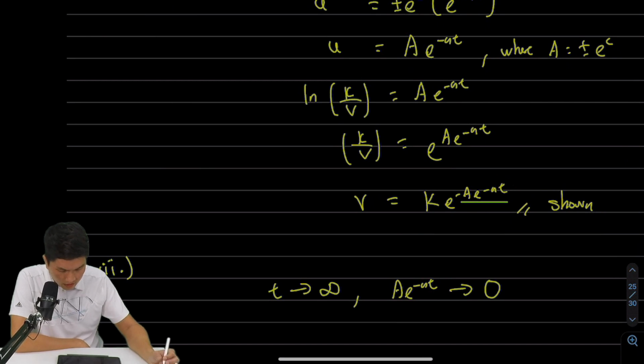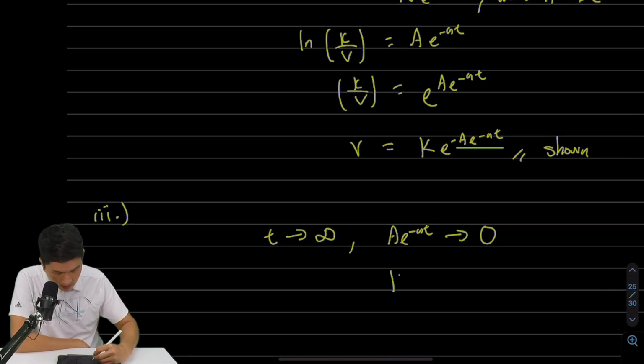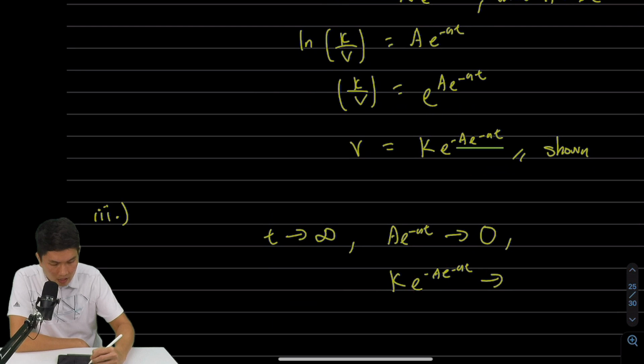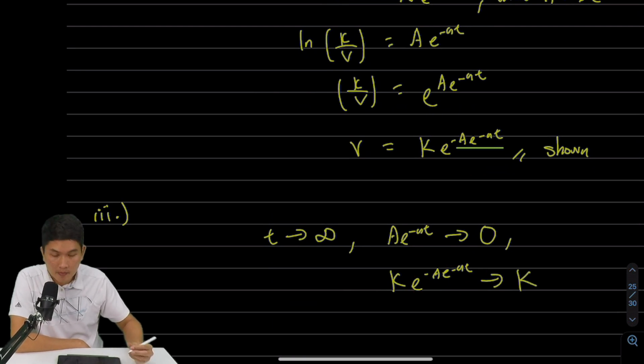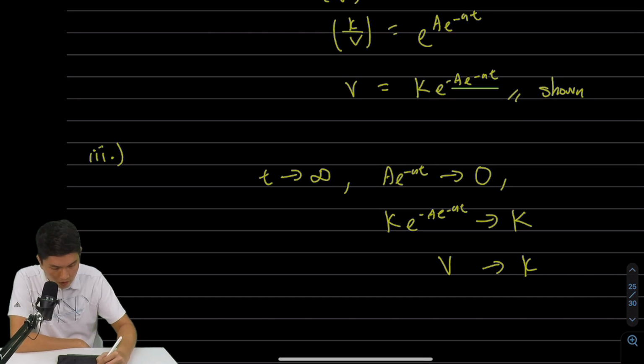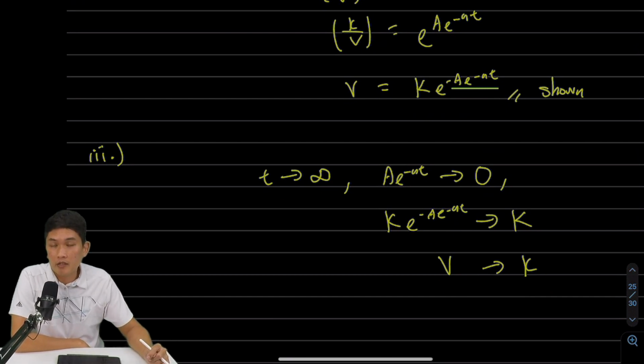If that is going to be 0, then k times e to the negative a e negative at is going to approach... So this is 0. This whole thing will just be e to the power 0, which is 1, and therefore it will approach k, right? So I can say that v is going to approach k, because this is actually equal to v. So as time approaches infinity, the volume will approach k.